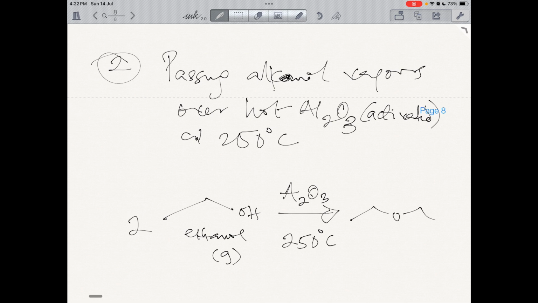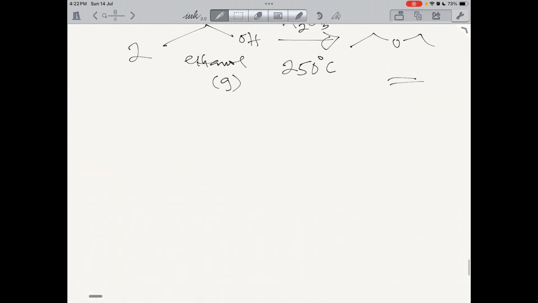Which kind of ether is this, if I may ask you, Jesse? Is it symmetrical or unsymmetrical? It's symmetrical. Why? Because the hydrocarbons, the alkyl groups on either side, are the same, identical. Thank you.